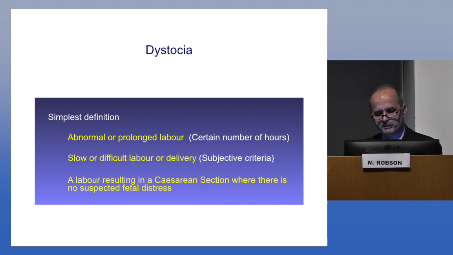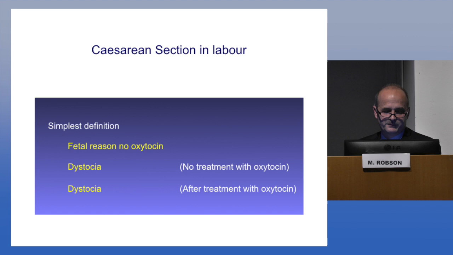Or you could have a labor resulting in a cesarean section where there is no suspected fetal distress. And that would be the ultimate dystocic labor where, at whatever time you decided, and again, let's not get into the detail, it ended up with delivery by cesarean section. That's an ultimate difficult labor, if you like, because it didn't work, whatever else happened. And therefore, if you come down to simple definitions, you could argue that cesarean section in labor, which is the ultimate thing for dystocia, includes one of these three things. There are only three reasons that you can section in labor if you really take a high level. Remember this simplification, clarity of thought.